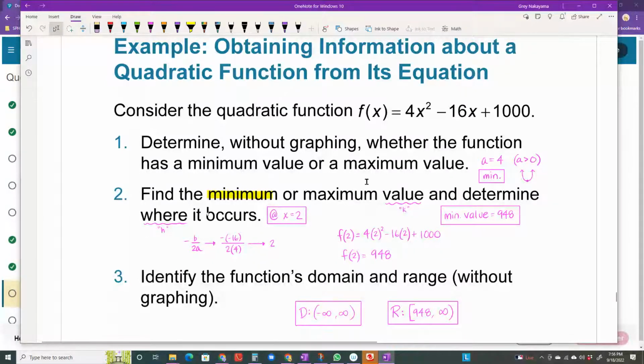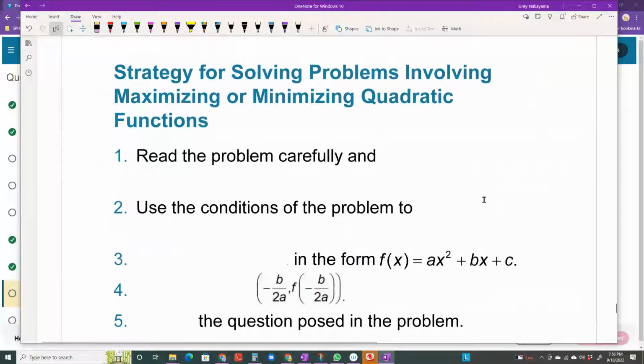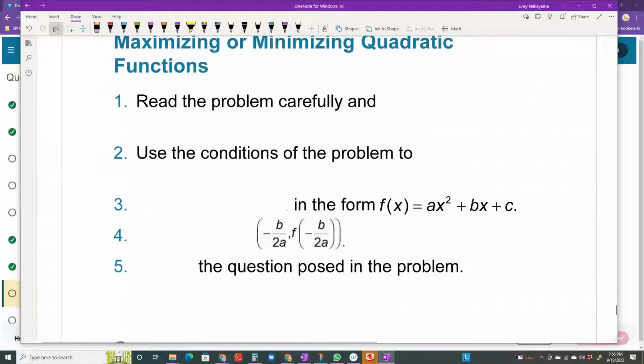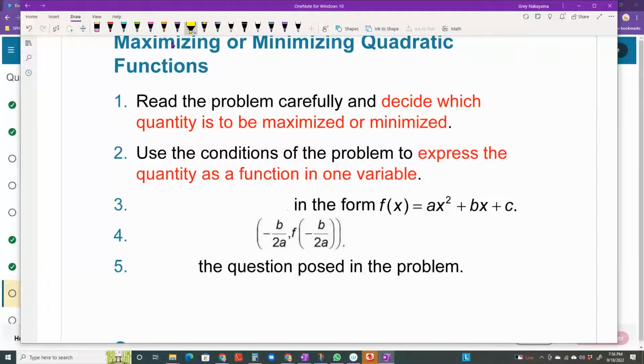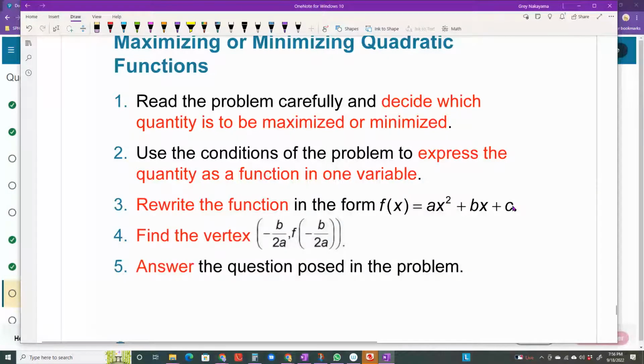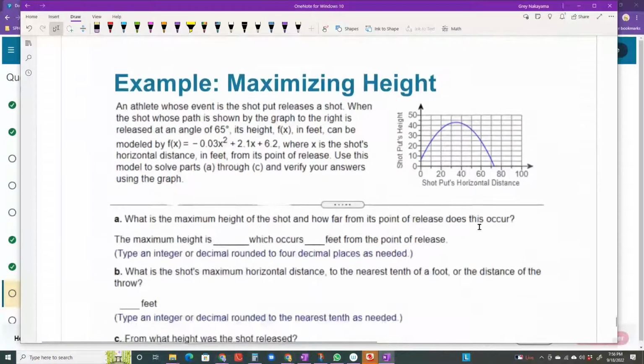All right, one more thing talking about the strategy for solving problems. Make sure that you read the problem carefully and decide what's going to be maximized or minimized. Use the conditions of the problem. If you have to write a function, you're going to write it in one variable. Make sure it looks like this quadratic form that we're used to, and then you're going to find the vertex and then answer the question. So you just got to make sure you answer the question.